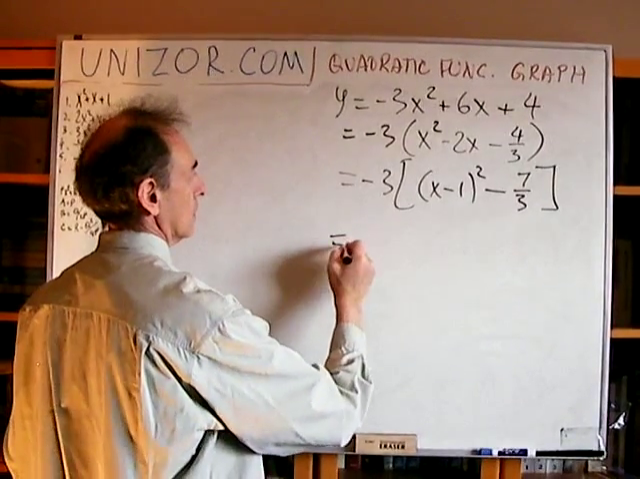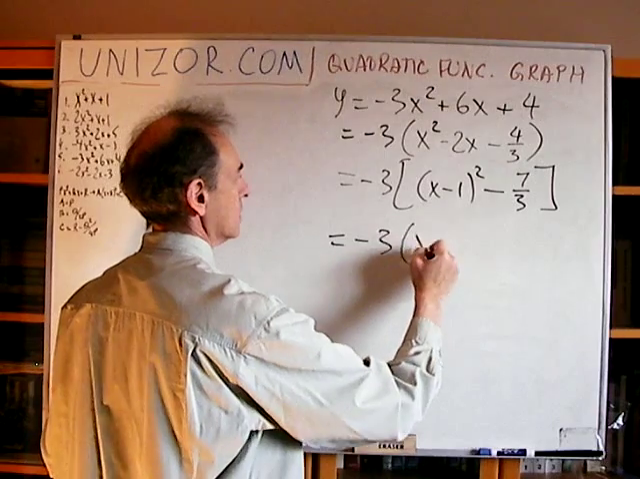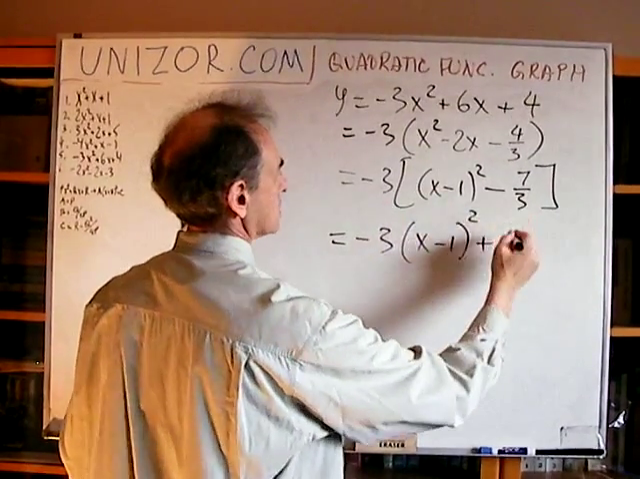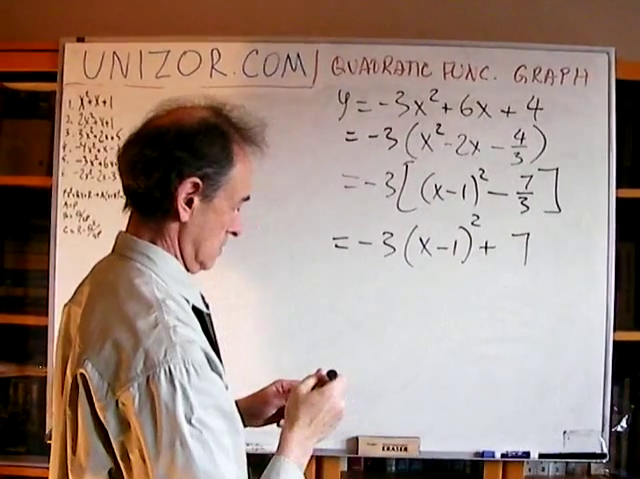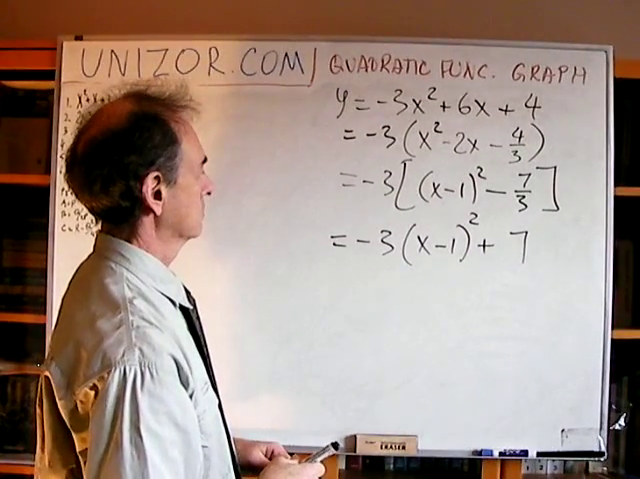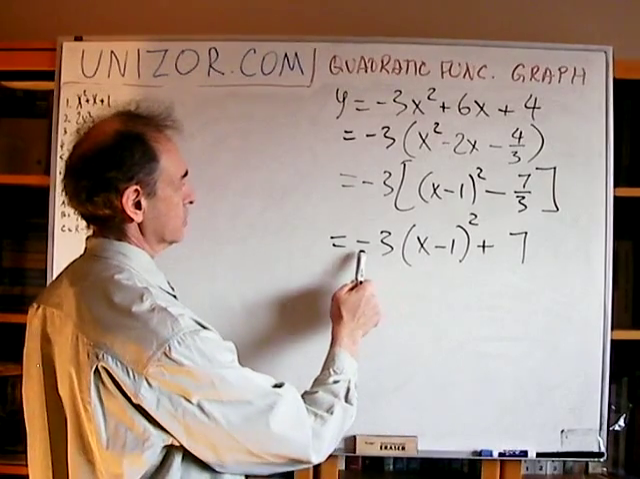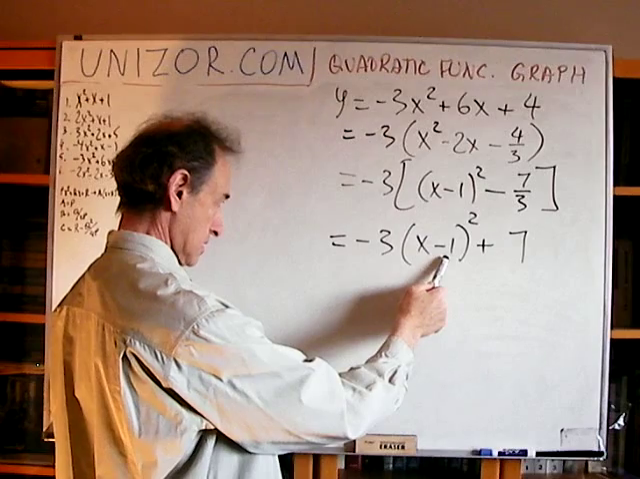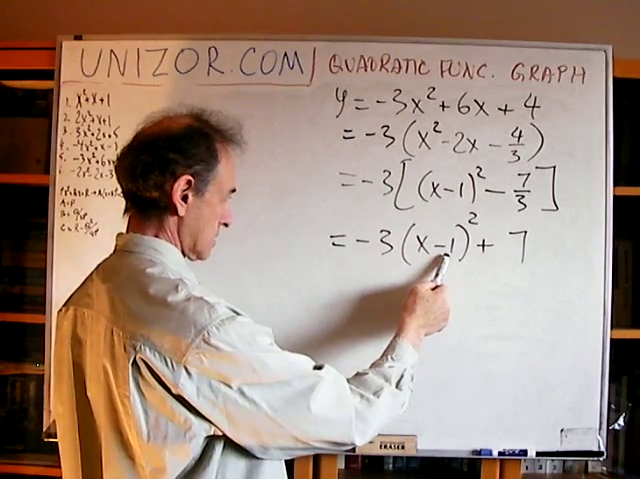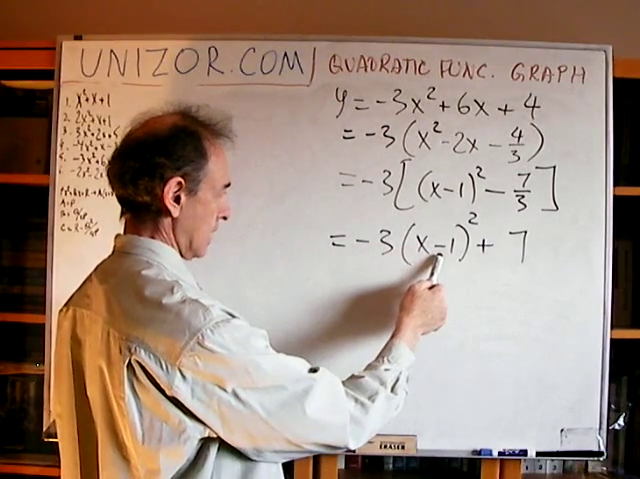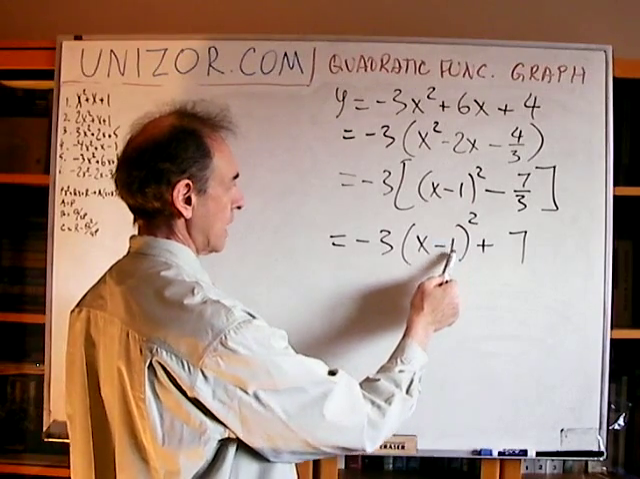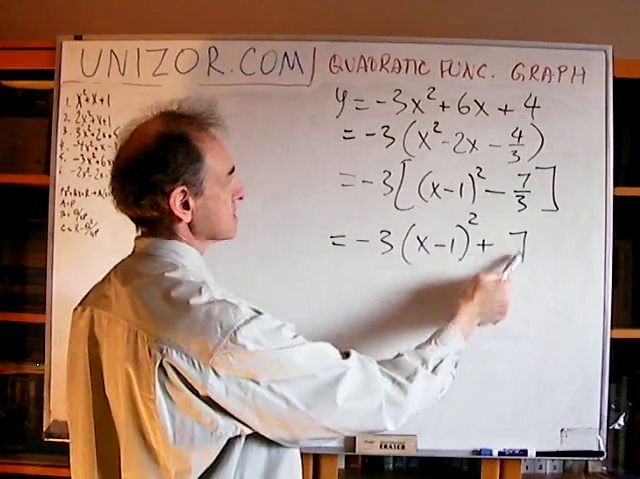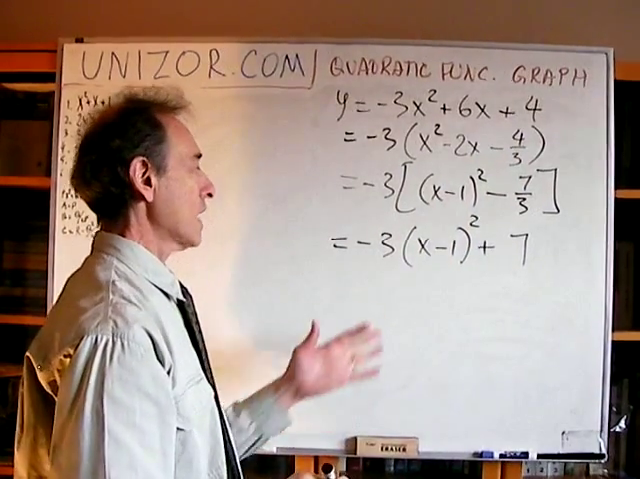Now, just to make it a little easier, it would be this, plus 7. Right? Let me check. Minus 3x squared. This is minus 2x, so it's plus 6x. Now this is plus 1 times minus 3, it's minus 3, plus 7 is 4. Correct.